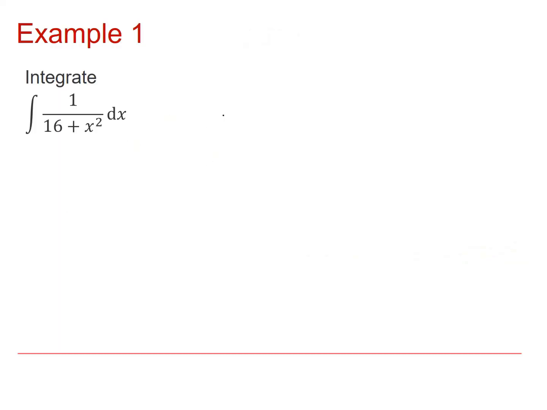So how can we do this integral? Well, we can do a comparison, so we can compare this with the standard form, that being the integral of 1 over a squared plus x squared dx. And we can see that this thing and this thing are very similar, and in fact, if I use a equals 4, this is the same as this. So I can just quote the result.